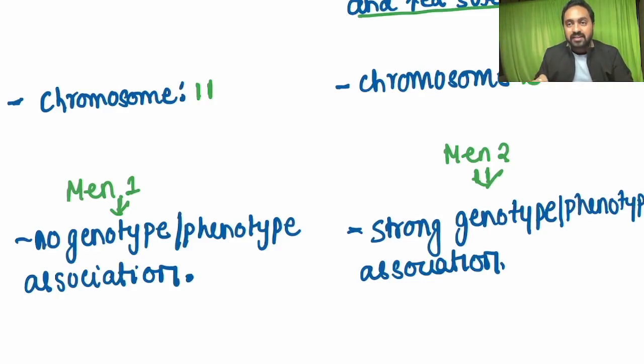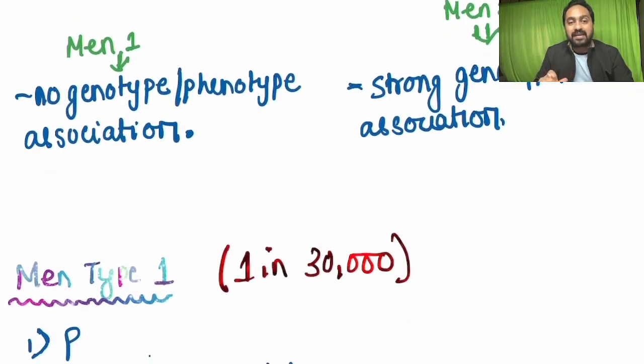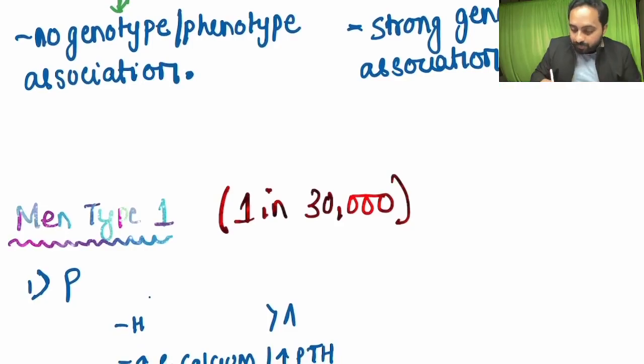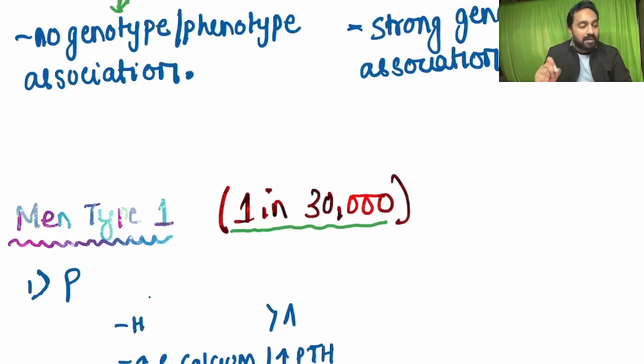So now let's go to the various tumors that are present in MEN 1 and MEN 2. So first we begin our discussion with MEN type 1. MEN type 1 has an incidence or prevalence of 1 in 30,000. So what are the tumors that are present in MEN type 1? Please remember it as 3 P's. So what are your 3 P's over here? It is parathyroid, pituitary, and pancreas.